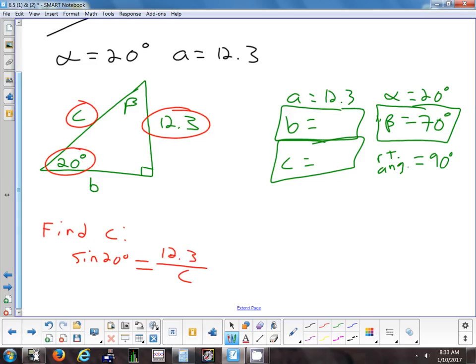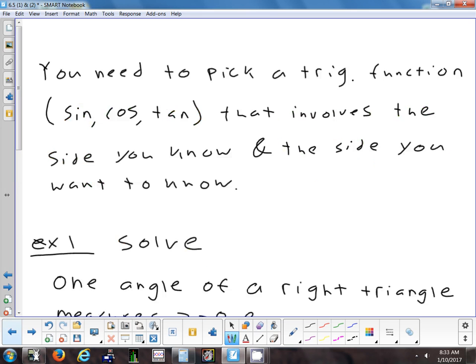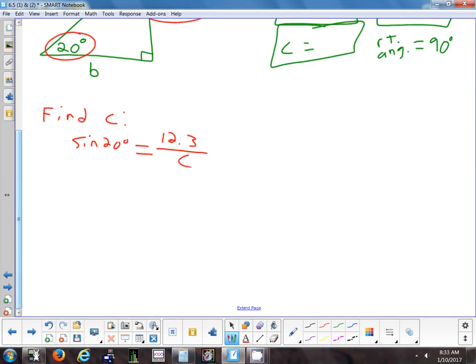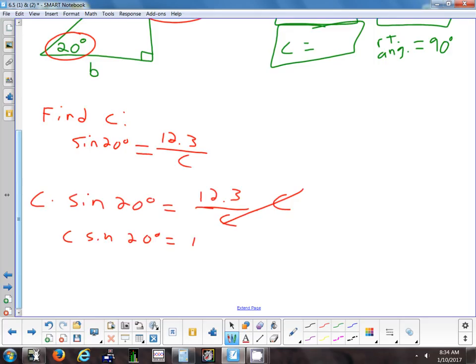12.3 over C. And I wanted to do this because this is a case where the variable is in the bottom of the fraction. In the other problem, the variable was in the top. So I'm going to solve this one the long way, and then you'll probably see a shortcut. What can I do on both sides to get rid of the fraction? Yeah, we can multiply both sides by C. And now I have C sine 20 equals 12.3. But now I want to get C by itself, so how do we put the sine of 20 on the other side? Yeah, divide by sine 20.